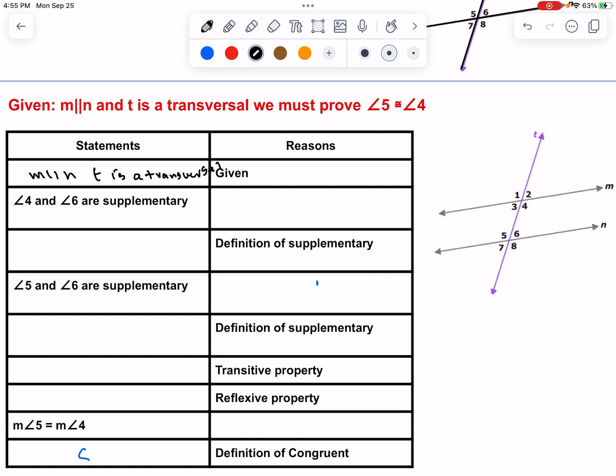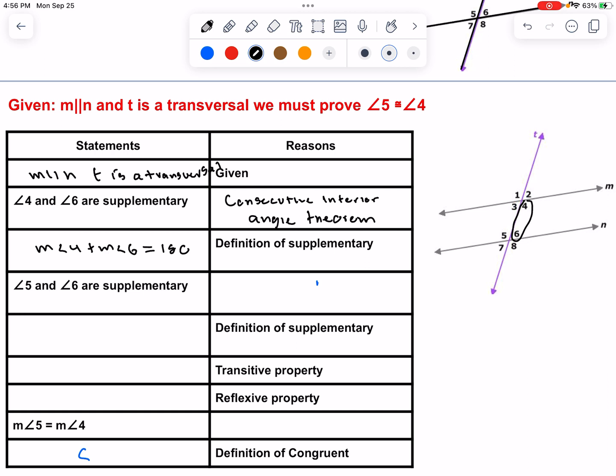Okay, well, 4 and 6 are supplementary. What type of angles are 4 and 6? Well, they're interior angles, and they're on the same side of the line. So they're consecutive interior angles. So the theorem that tells us they're supplementary is the consecutive interior angle theorem. We just proved this. Okay, well, if they're supplementary, what does it mean to be supplementary? Well, that means that they must add up to 180 degrees.